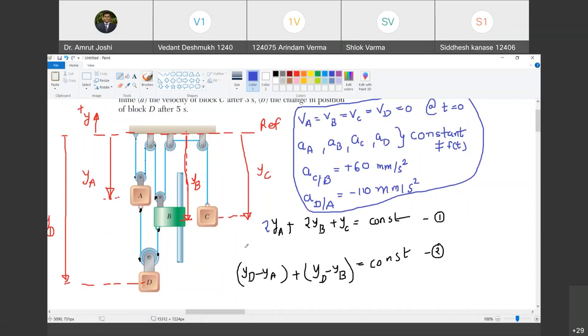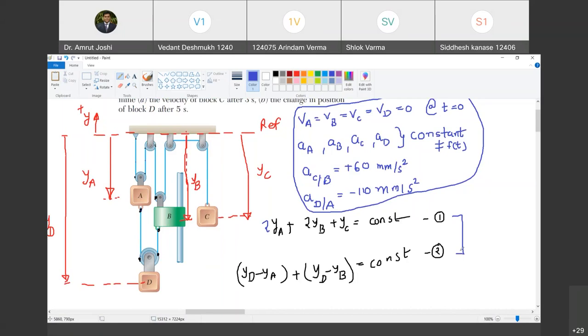For the second equation, this length will be equal to yD minus yA, yD minus yA, this constant length. Yes, sir. yD minus yA plus what is this length? It is yD minus yB. Yes, it is yD minus yB. This has to be constant. These are the two equations.